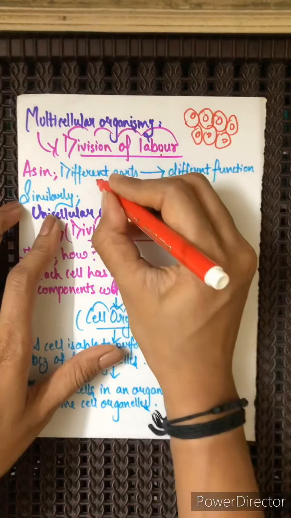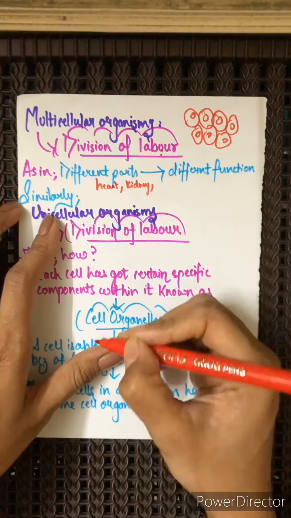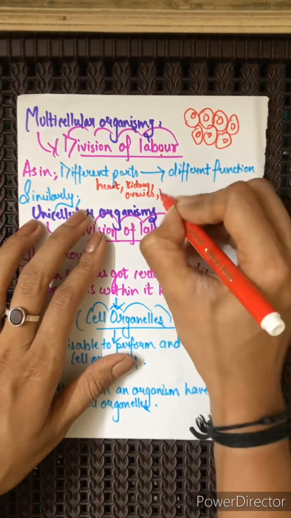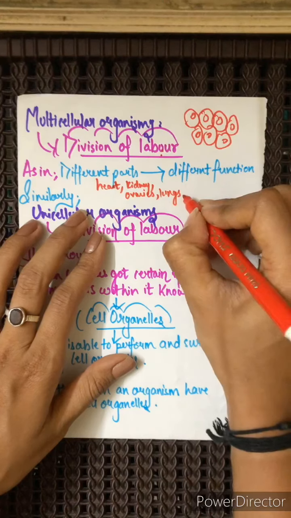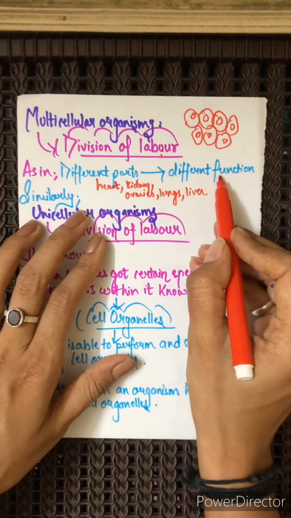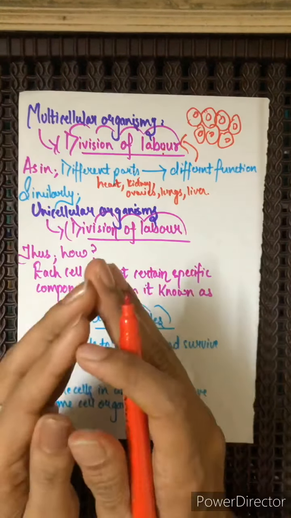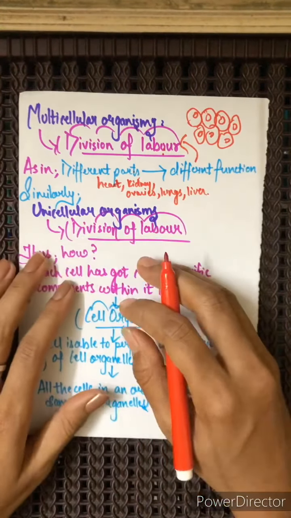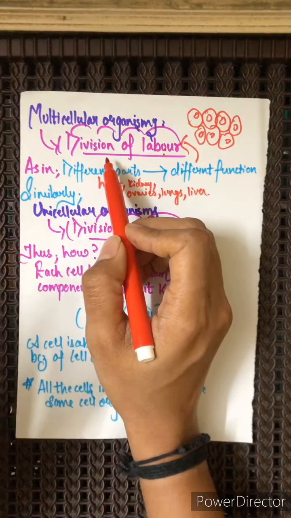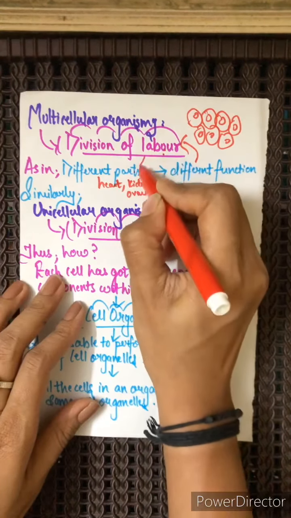Because we have different parts. Suppose we have the heart, we have the kidneys, we have ovaries, we have lungs, yes, we have liver. So all the different parts are going to perform different functions, and therefore there is division of labor. The work is divided because we have different parts, different functions being performed by different parts. Yes, so multicellular organisms have a characteristic feature, that is division of labor. The work is divided because we have different parts.